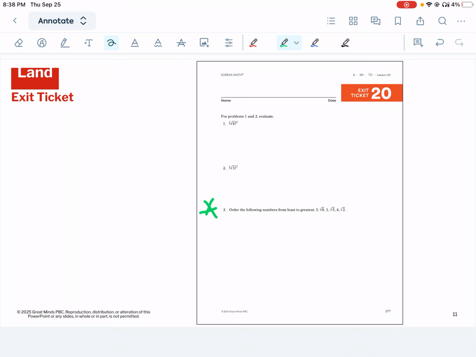Okay? Also, when you order from least to greatest, make sure you're ordering it in this format. Yes, you can convert the square root into decimal, but do not write the decimal numbers in your answer. Leave the square roots in your answer, but you can use it to help you solve, okay? When you're done, make sure you turn this in. Your homework. Your homework for lesson 20.